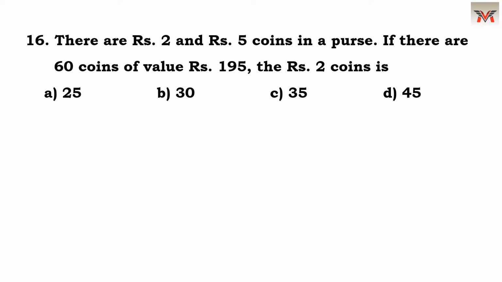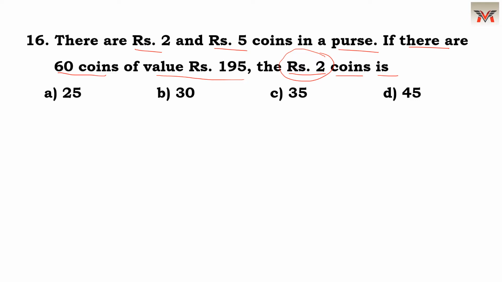Here is the first question for this video. There are rupees 2 and rupees 5 coins in a purse. If there are 60 coins of value 195, that is the total amount in the purse is 195, then the rupees 2 coins is, in the sense we have to find the number of rupees 2 coins.